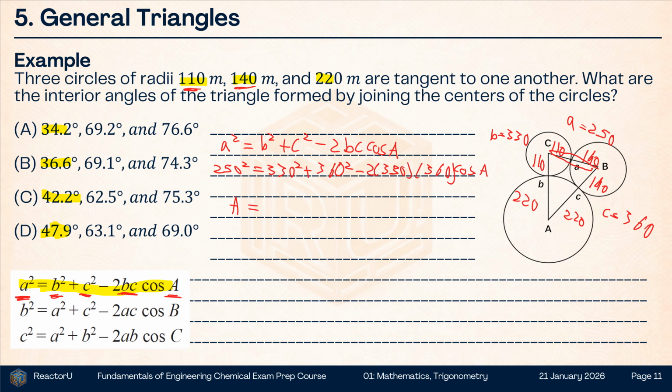And the A, we will find to be 42.2 degrees. So the answer is C. Now you could do the calculations to find these two, but that would be a waste of time because you have already found the correct smallest angle.